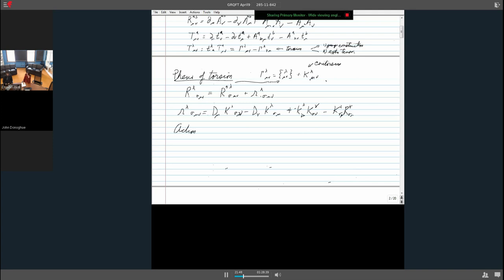So that's what people tend to do. Then you say, let's look at R, the curvature. So R lambda sigma mu nu. Let's call this R0 lambda sigma mu nu, where R0 means just the usual one connected with the usual connection. And then there would, of course, be this next extra piece. Let's call it little r lambda sigma mu nu.